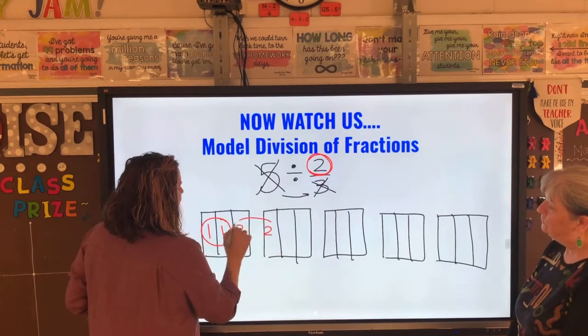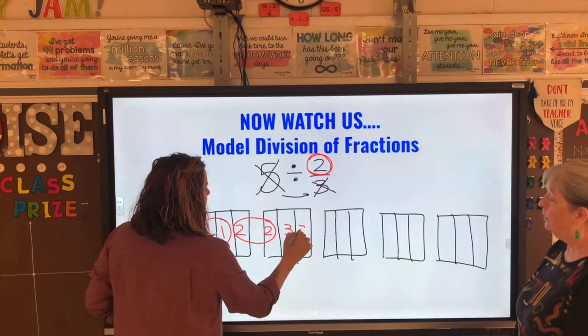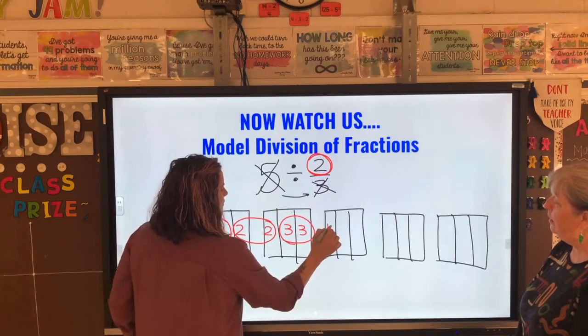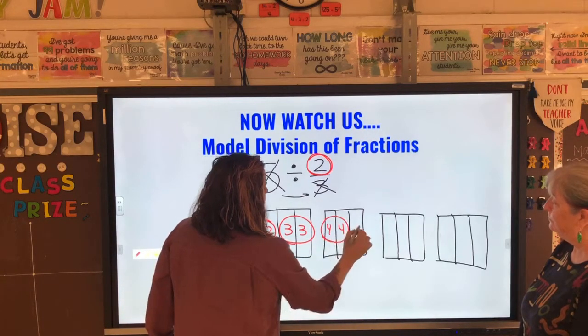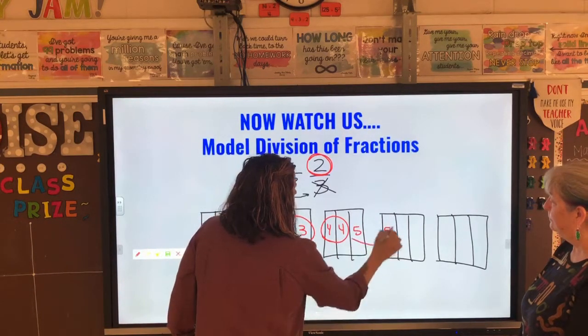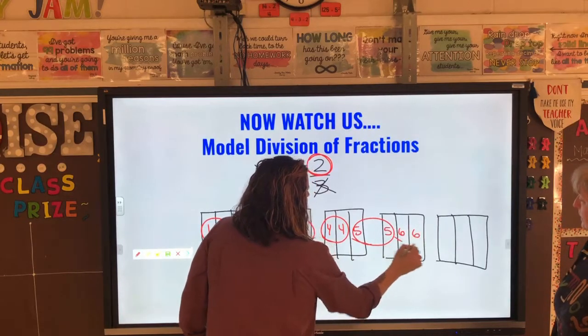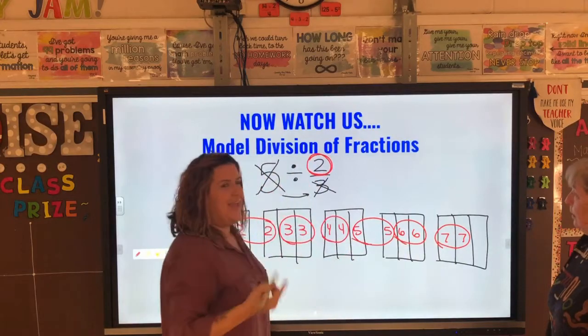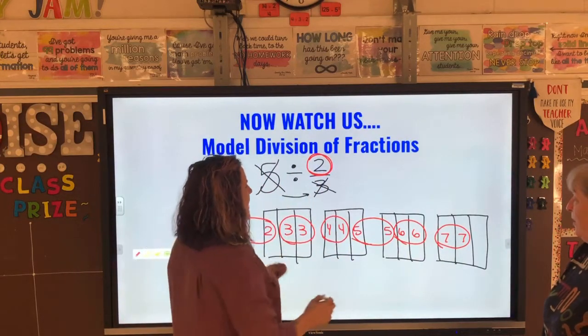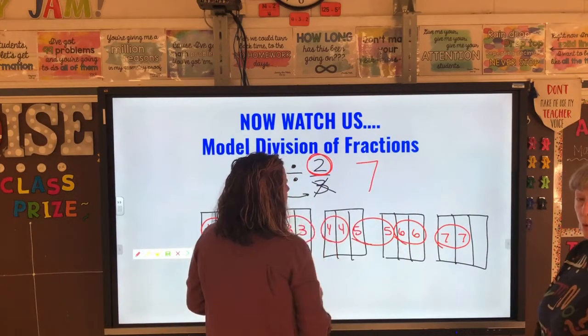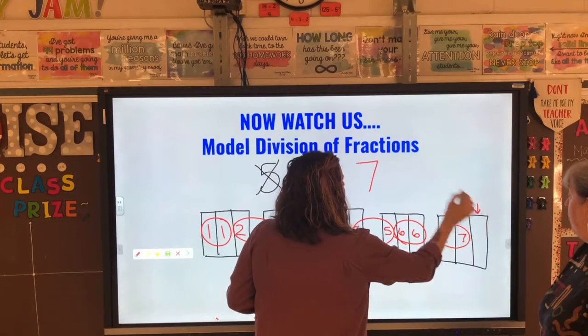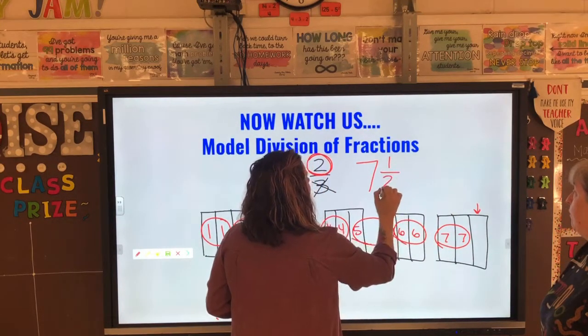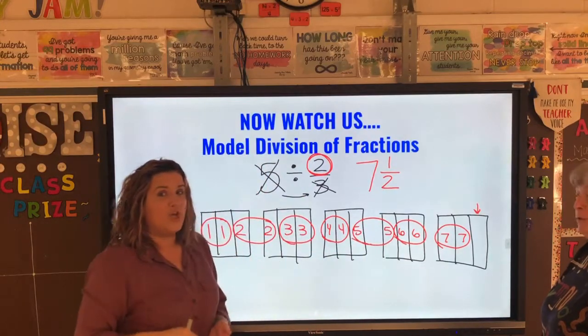2, 2. And I kind of like to circle them. 3, 3. 4, 4. 5, 5. 6, 6. 7, 7. But wait a minute, I can't make an 8th group. So I have 7 whole groups, and then I have this 1 out of a group of 2 left over.